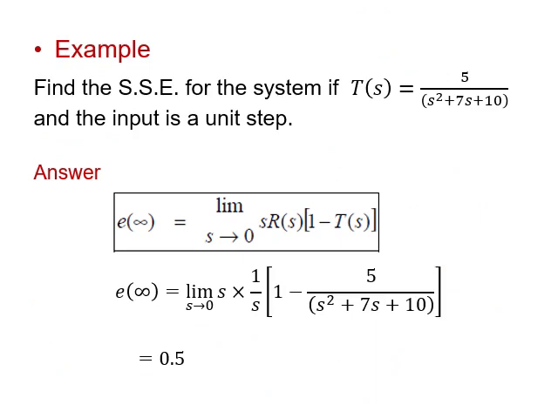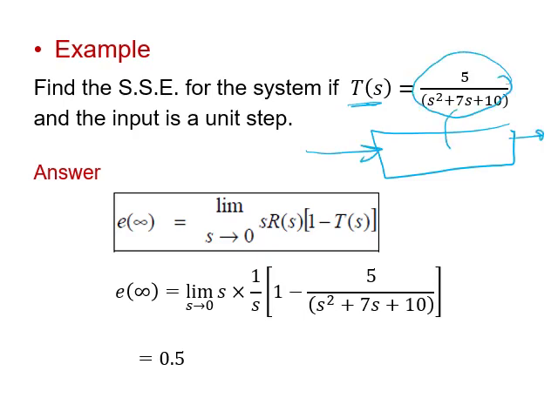Here is an example on that point. We have a system with a closed loop transfer function, T(S). We used to call it T(S). This is the system, this is the input, this is the output. Our system looks like this. If this is the transfer function here, we want to calculate the steady state error if the input is a unit step. This is the equation: the limit of S times R(S) times 1 minus T(S).